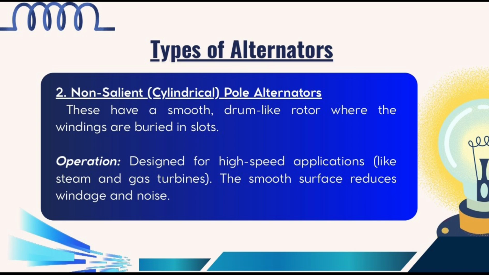And the second type of alternator is the non-salient pole alternator, or the cylindrical. These have a smooth drum-like rotor where the windings are buried in slots. This version is designed for high-speed applications like steam and gas turbines, and the smooth surface reduces windage and noise.